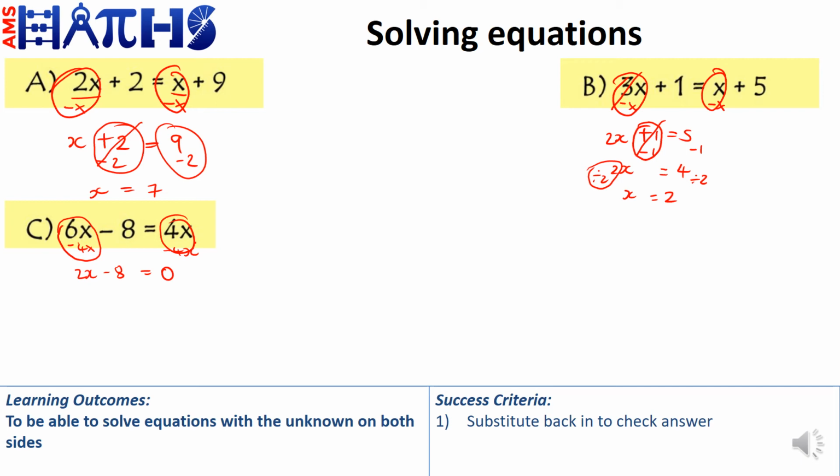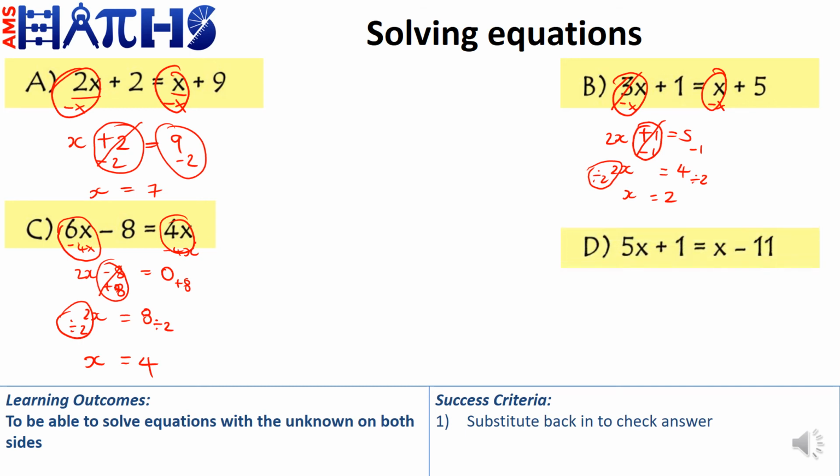Now we have a minus 8 here, so we need to add 8 on both sides. So 8 minus 8 is 0. So we're left with 2x and on this right side 0 plus 8 is 8. Then we will divide by 2 on both sides. So 2 divided by 2 is 1, so we're left with 1x, and 8 divided by 2 is 4. So our answer is x equal 4.